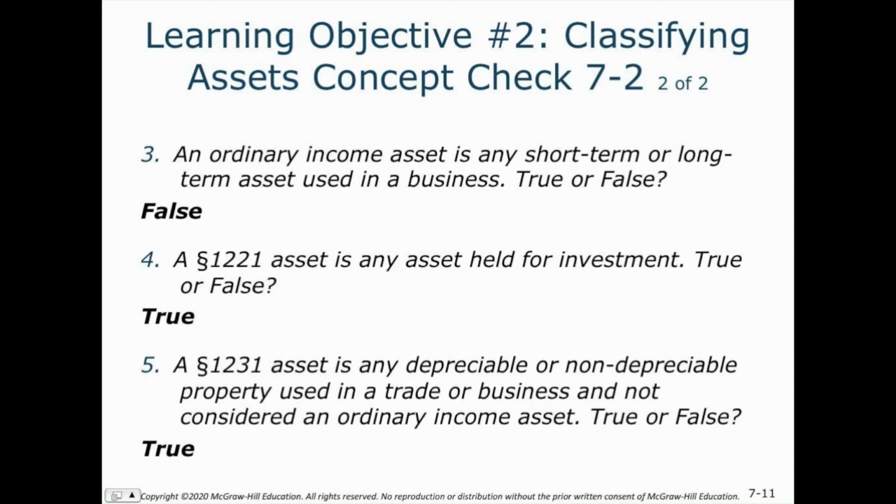Number 3, an ordinary income asset is any short-term or long-term asset used in a business. And that is going to be false. Number 4, section 1221 asset is any asset held for investment, and that's going to be true. Number 5, section 1231 asset is any depreciable or non-depreciable property used in a trade or business and not considered an ordinary income asset, and that is going to be true.